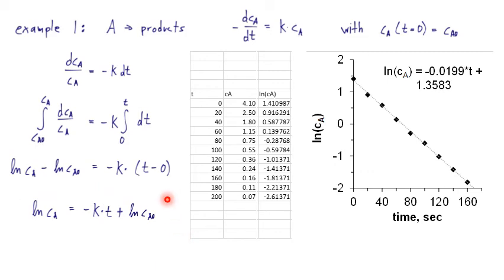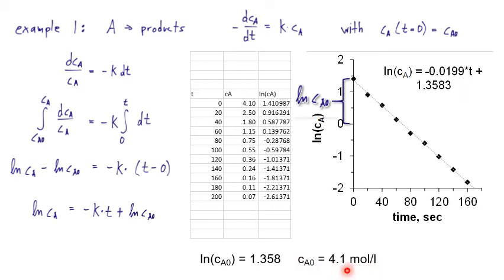It seems to work. So all we have to do with Excel, for instance, is fit this linear slope with a linear regression, to get numbers for the slope, that is the k value, minus 0.0199, and the intercept, ln Ca naught, 1.3. So this is the number up here. So you see, the intercept is the axis distance from 0 to where the linear equation hits the axis, and we get the number 1.35, and from that we get a starting concentration of 4.1 mole per liter, like here. And the slope of this curve is the k value, and we find there is a k of 0.0199. Okay, that was a reaction of first order.